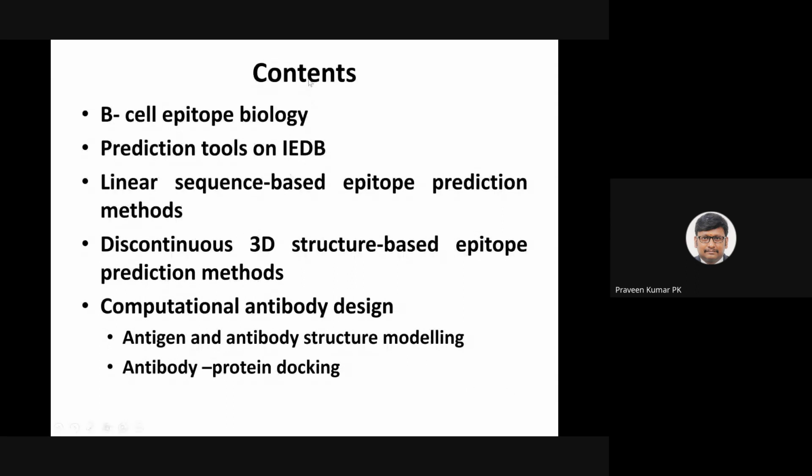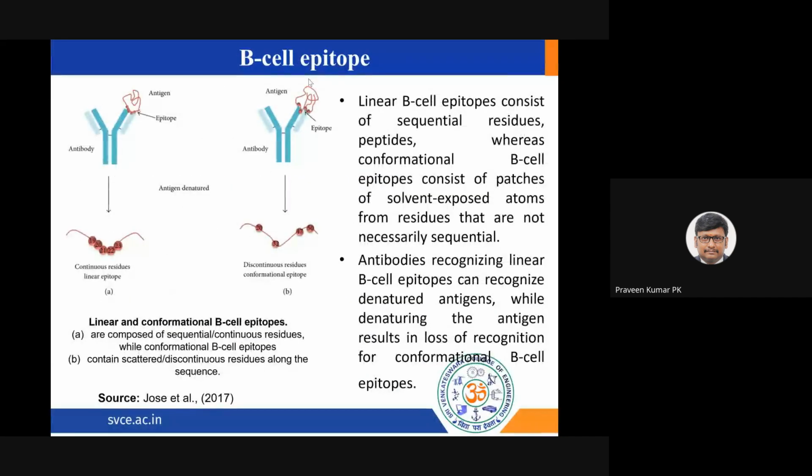Now let me take you to B cell epitope prediction. These are some of the contents. We will see each and every slide about these contents. Number one, we'll be discussing B cell epitopes, the classes or types of B cell epitope. Generally, we have two types of B cell epitope. One is linear and the other is conformational.